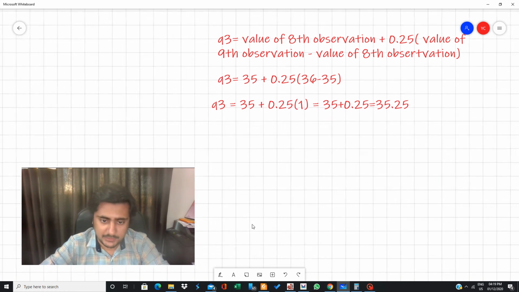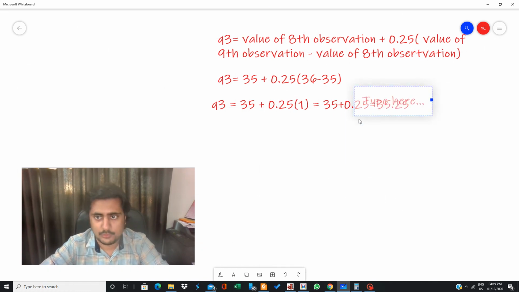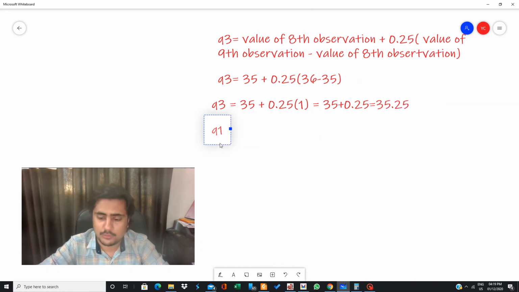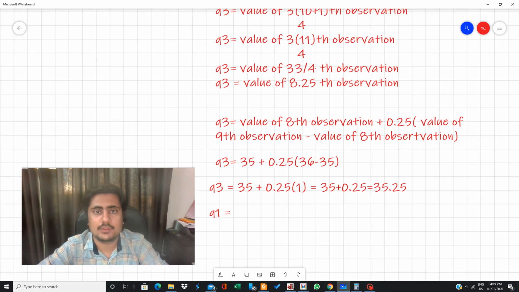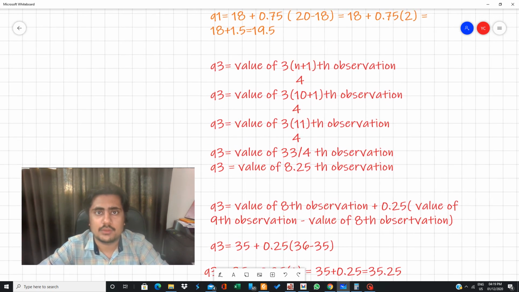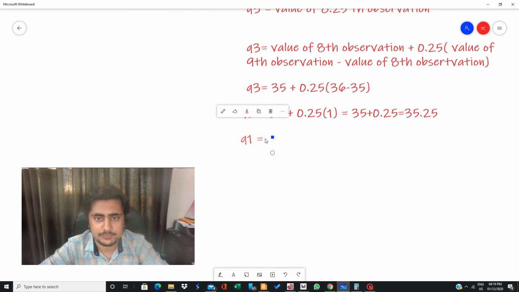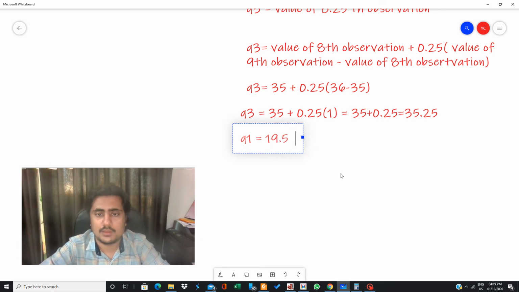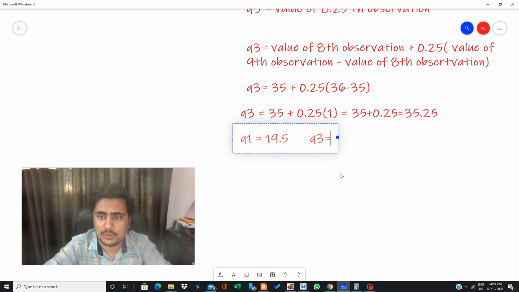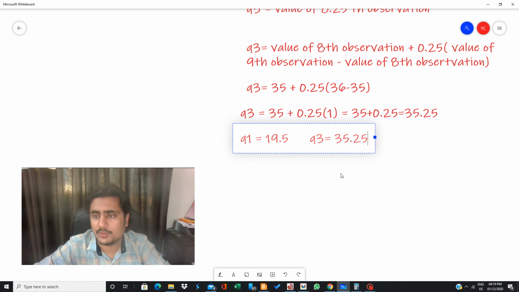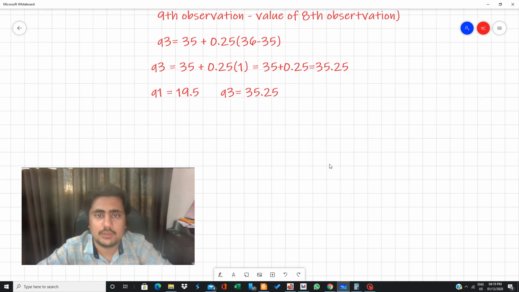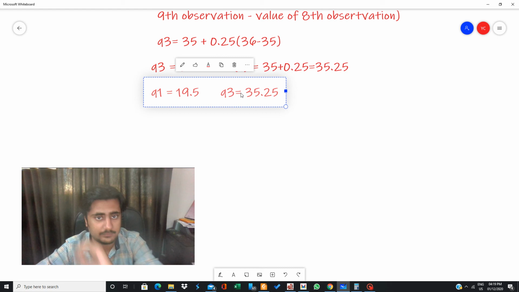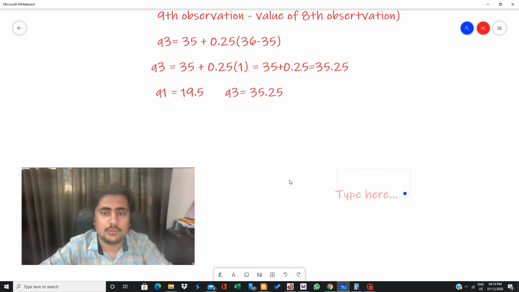Now what you found in the question, you found quartile 1. What was quartile 1? It was 19.5. Then you found the third quartile. What was the third quartile? It was 35.25. Okay. Now you have to find the quartile deviation.